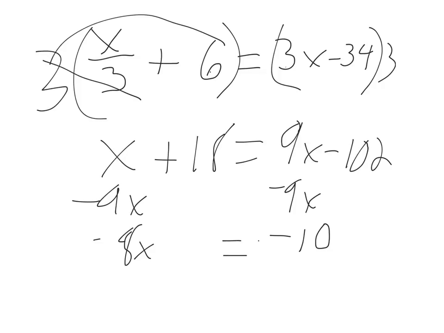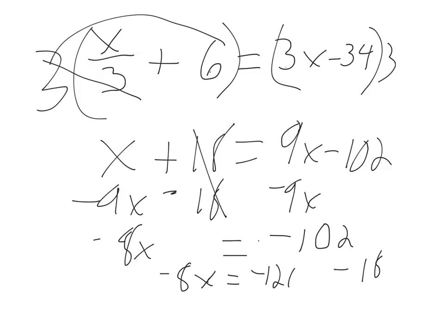minus 102. Now we still have this 18 here, so this is positive 18 right here, so we're going to do minus 18, and we're going to do minus 18 over here, and so that minus 18 and 18 gets rid of that. Now you're down to minus 8x. And then minus 102 minus 18 gives you minus 120.